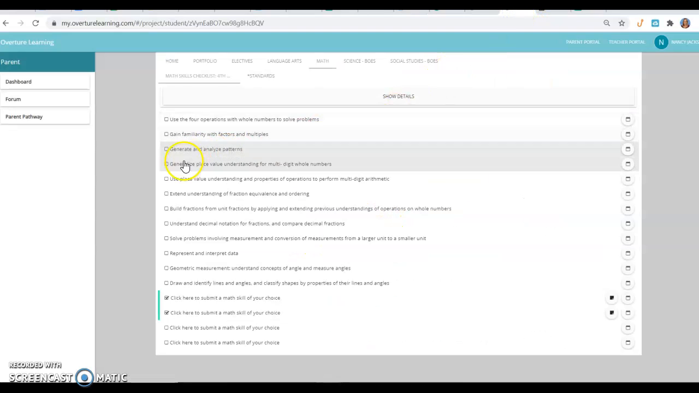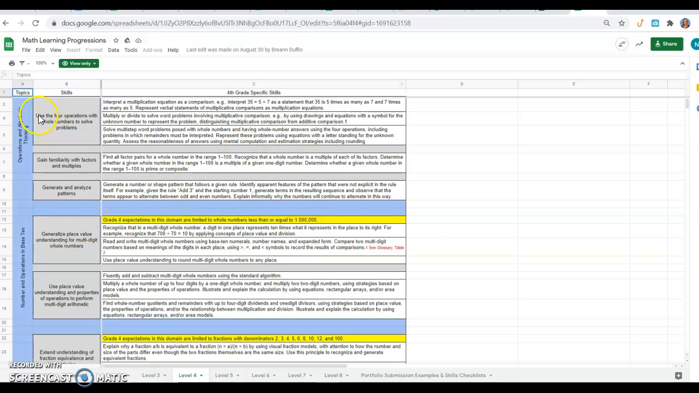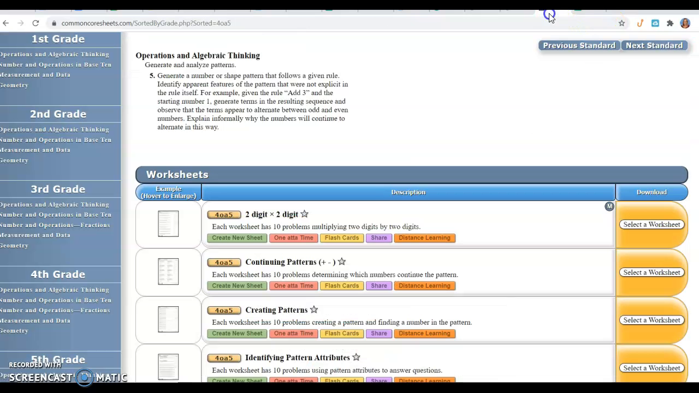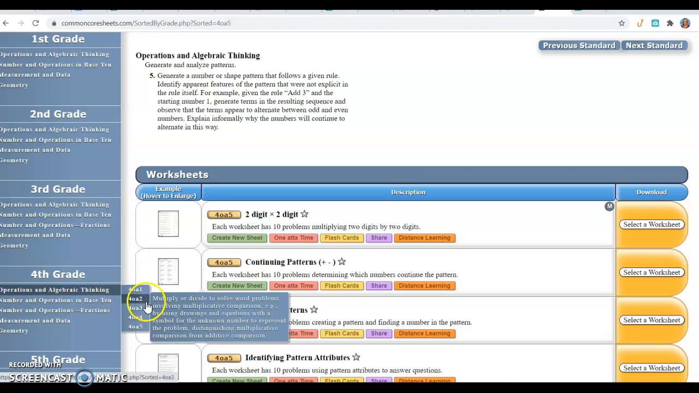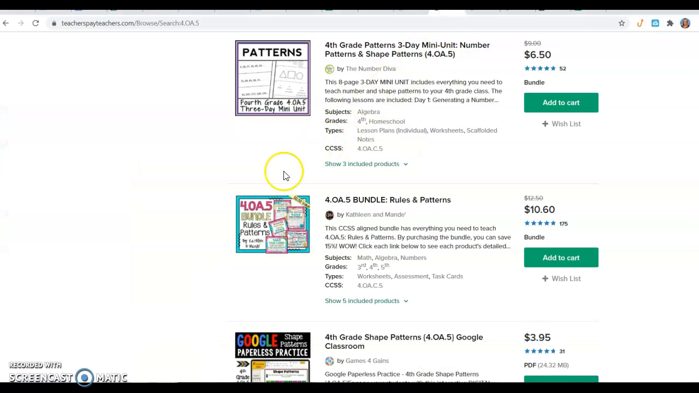So once again, identify the standard, go to the math progressions and figure out which one it goes under. Generate patterns is under operations and algebraic thinking. You can go to any level down here. And then I love to use this as a guide to help me find what the standard is, generates the numbers, and then you can use the worksheets here or go to Teachers Pay Teachers and find a different resource.